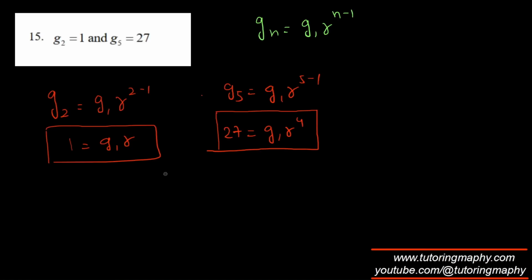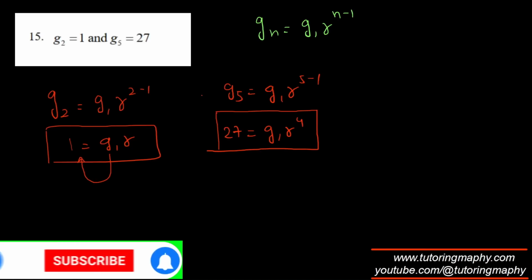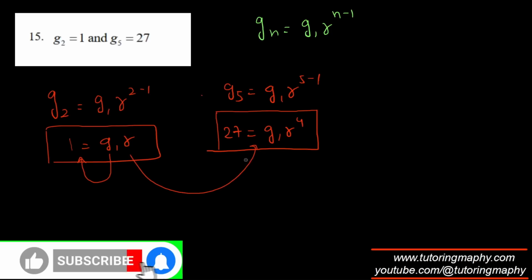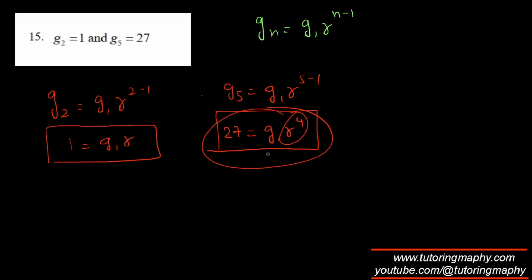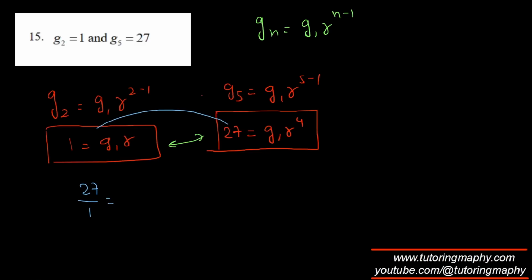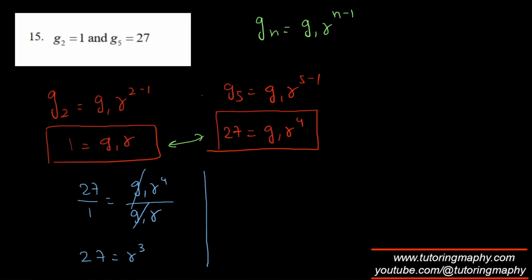And in all such questions of geometric sequences, it is encouraged to divide these. Because obviously you can use elimination, like find G_1 in terms of R and put G_1 over here. I personally feel like division is pretty easy. What I mean by division is you take this equation. I'm taking this one first because it has a higher power of R. And you divide these both. So when you divide, the left sides will be divided like 27 over 1, and the right sides will be divided. So 27 will be equal to R raised to 4 over R, which is R cube. And if we take cube root on both sides, then cube root of 27 is just 3. Not plus minus 3, right?